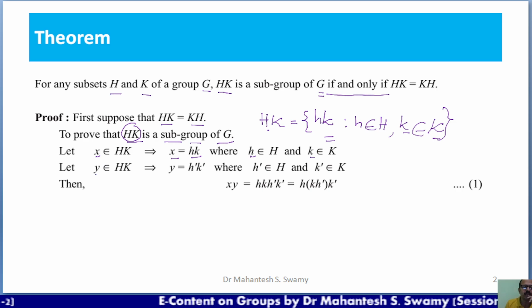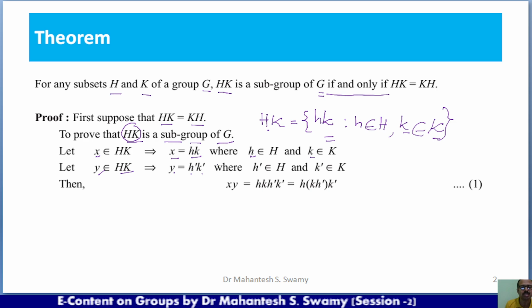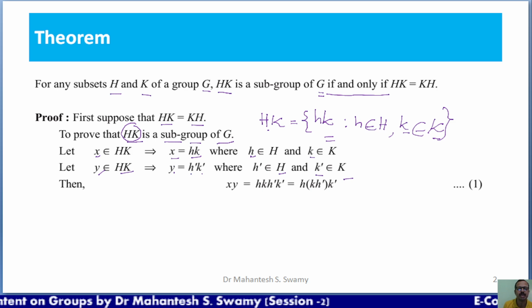Similarly, take another element y belonging to the same set HK. Now y should also be in the form h dash k dash. So we have to take two elements, namely h dash belonging to capital H and k dash belonging to capital K. Every element of HK must be in the form of a product hk or h dash k dash. So for x we have assumed hk, and for y we have assumed h dash k dash.